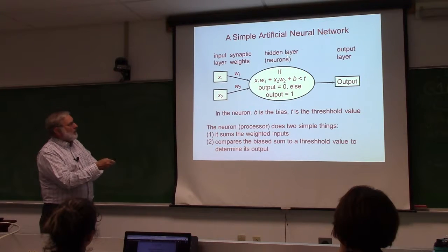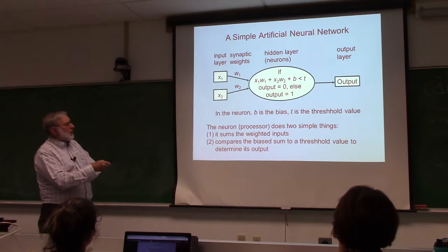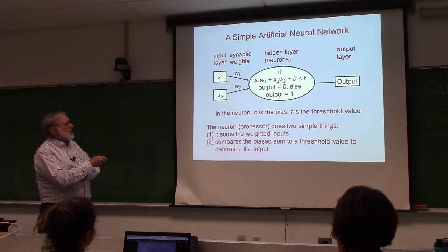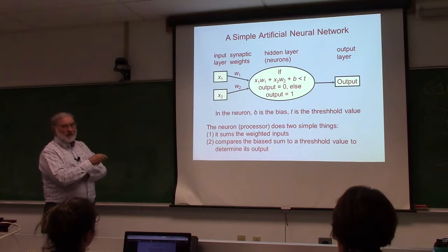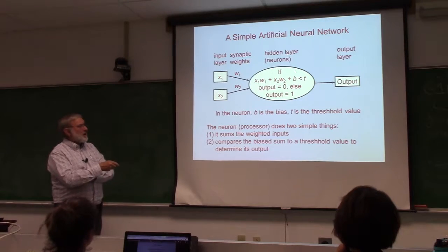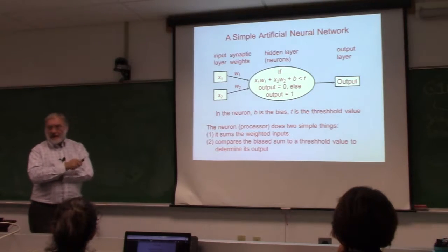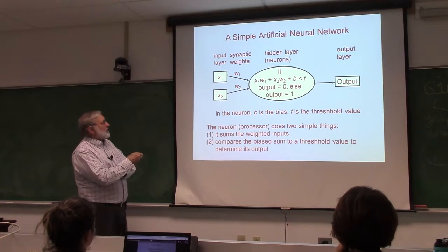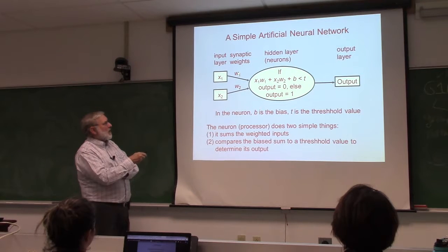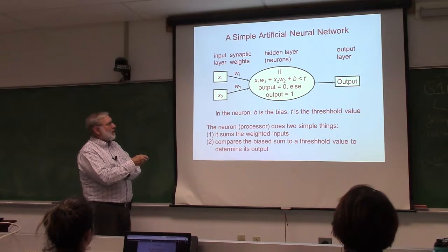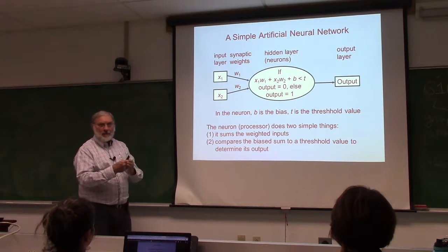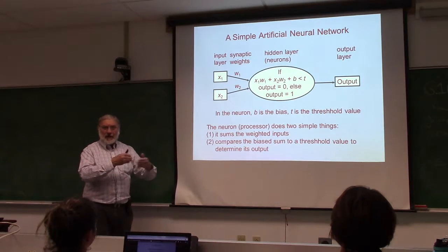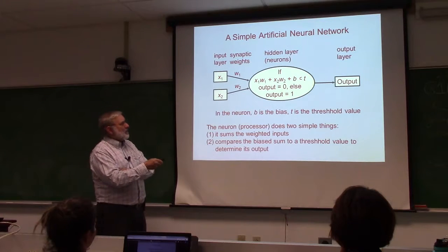Then we have what's a hidden layer, that's the neuron. And then each input has some weight, which basically tells this guy how important that input is. So what the processing does is it says, take the input from here, multiply times its weight, take the input from here, multiply by its weight, add those two together.